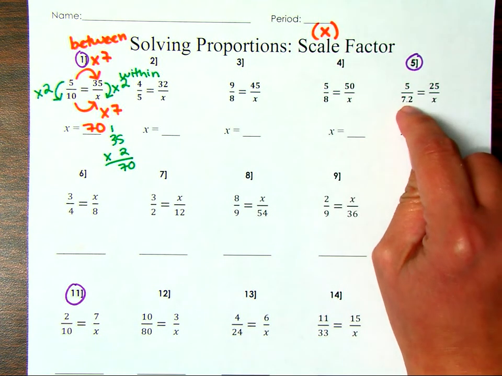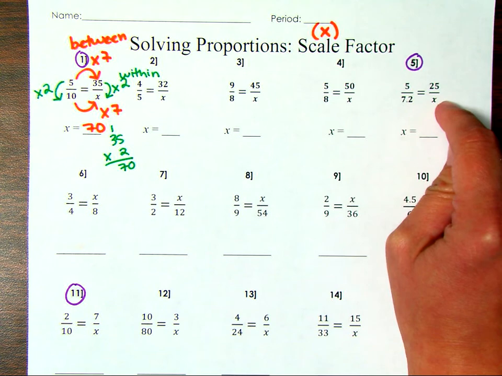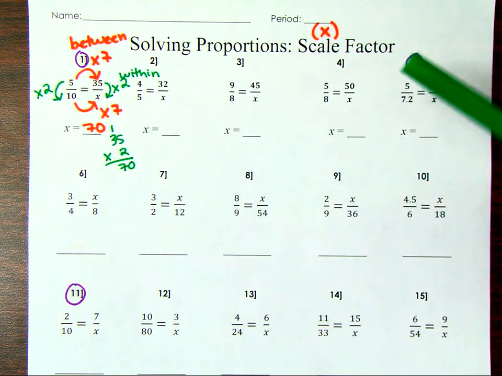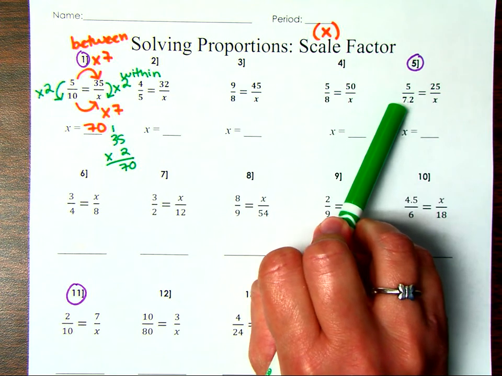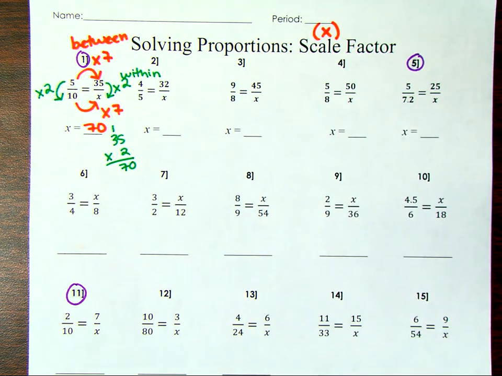That's okay that we have a decimal there. We can have a decimal there. That's perfectly fine. Then we have 25 over x. So we can look and see, can I get from 5 to 7 and 2/10 by multiplying? Well, technically you can, but it would be by a decimal.